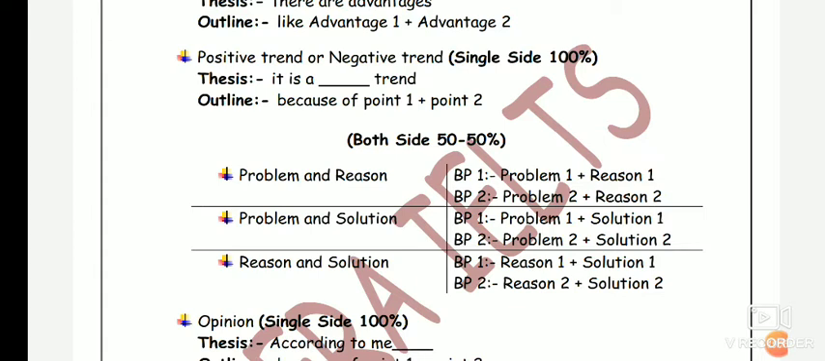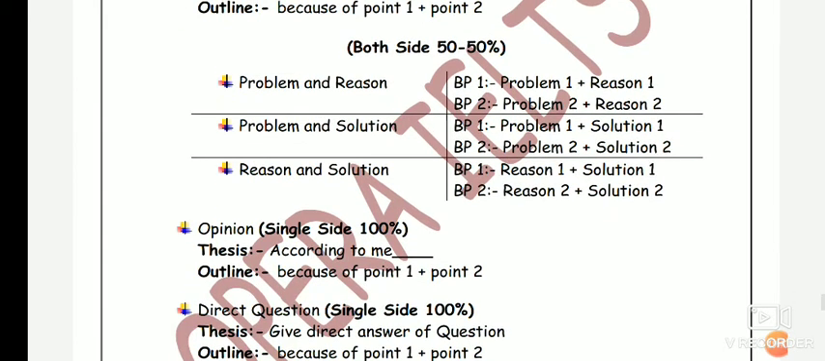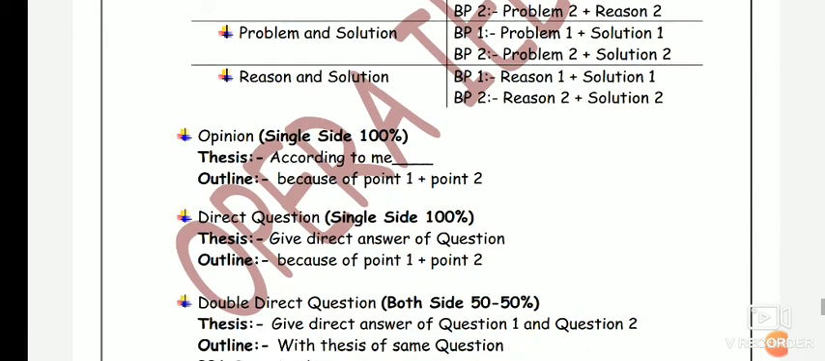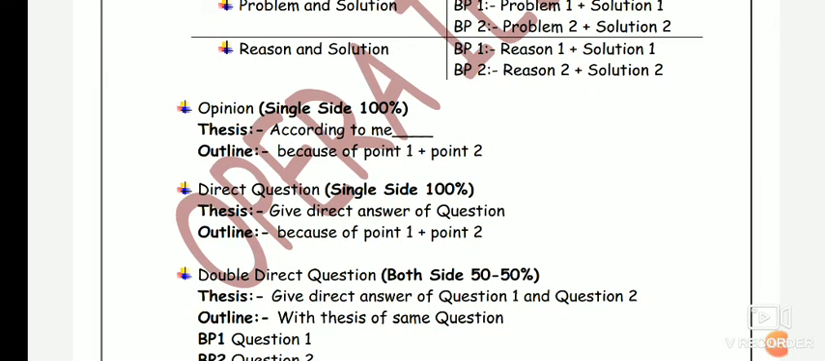Same goes with the problem and the solution. Give a particular problem 1, then for it you can give a solution. Then for the BP2 you can say problem 2, then attached to it you can give solution 2. Okay, then the third one is the reason and the solution. Give the first reason in the BP1 along with the solution, then in the BP2 reason 2 along with solution 2. Okay, now coming to our third category, again the 100% side, they will be asking you about an opinion.